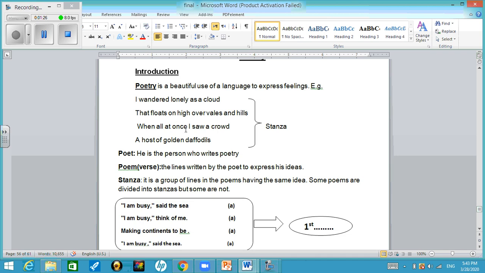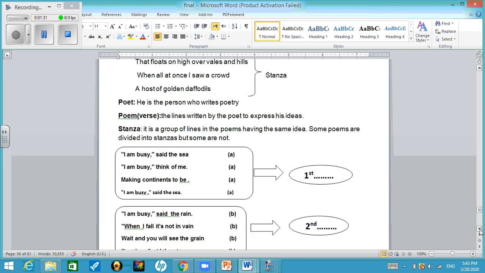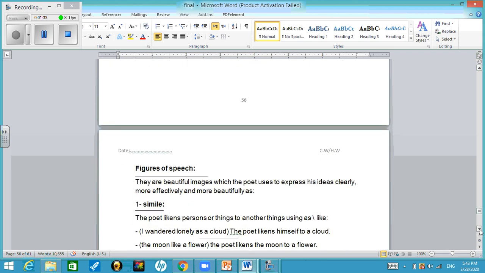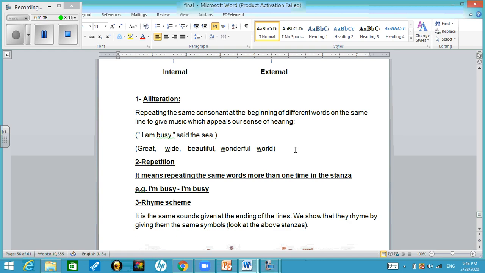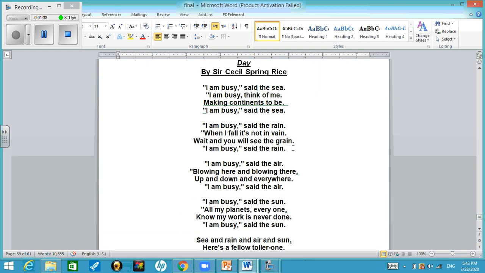A stanza is, okay, when you have a poem like this one, like this one. So this is a poem. The stanza is only this part, only this group of lines, only this group, one group. So each and every one group is a stanza. Okay?